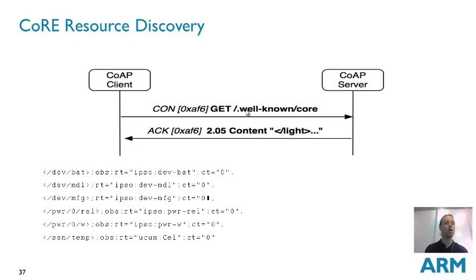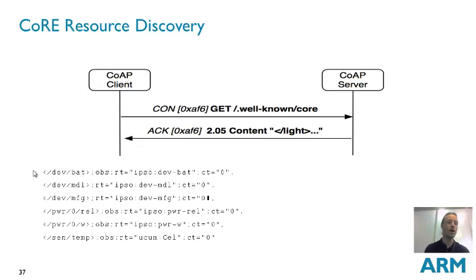So a CoAP client wants to know what this particular server has available. It simply sends a GET request to /.well-known/core, and that server will respond with content, and that content is simply a list of links. It's a simple text format. So for example, on /dev/bat, it has an IPSO application framework battery value available.